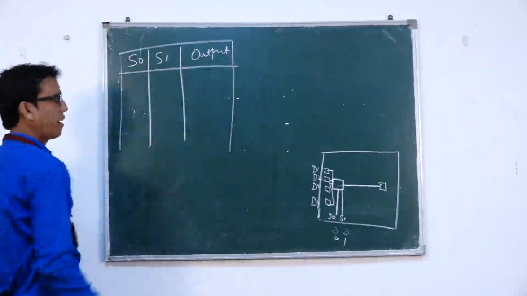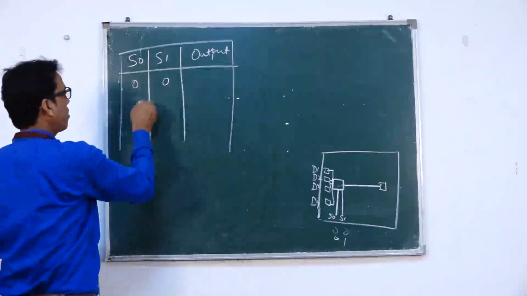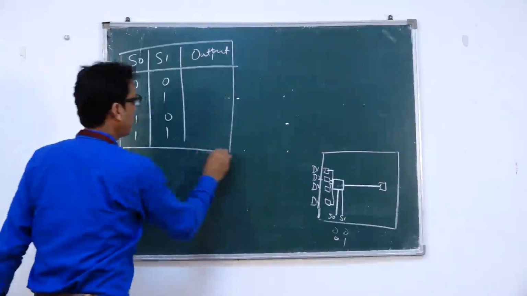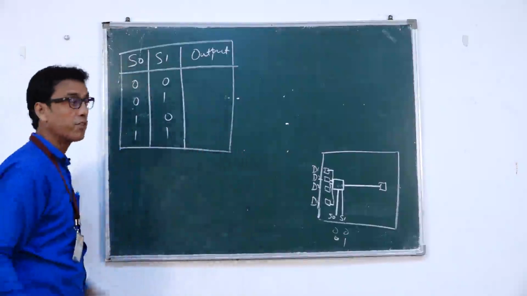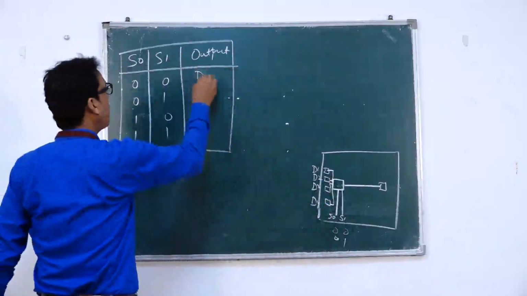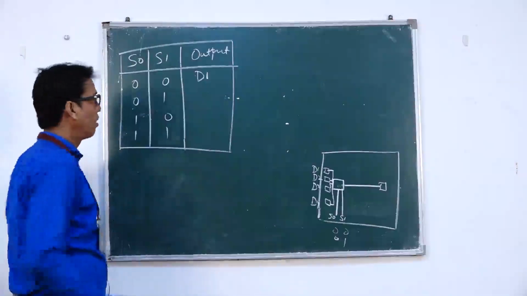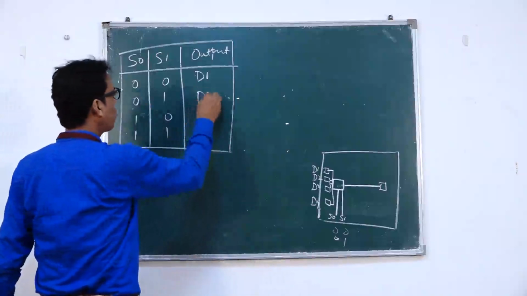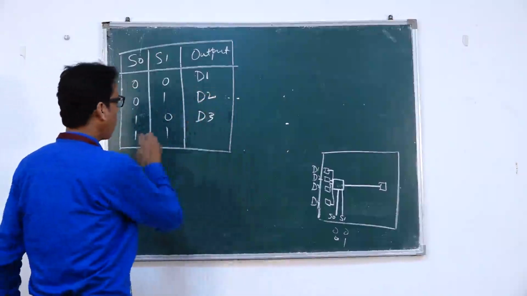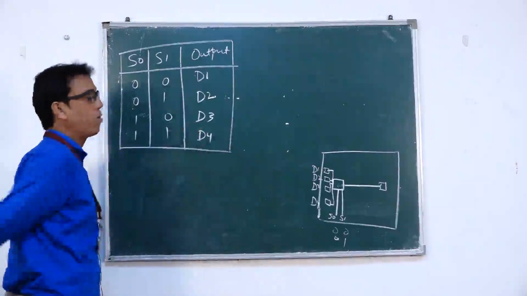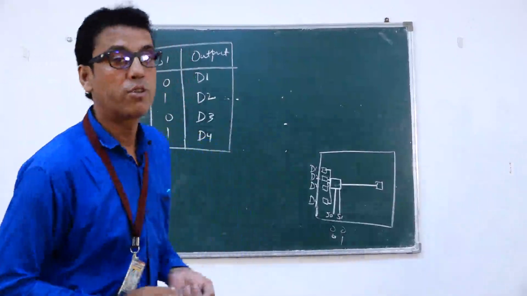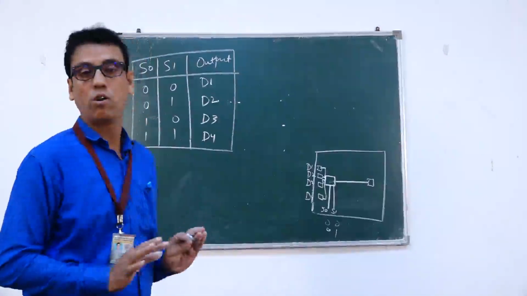If we have two selector lines, what are the possibilities? 0 0, 0 1, 1 0, 1 1. In the case of 0 0, D1, D2, D3, D4, D1 will be allowed. In the case of 0 1, D2 will be allowed. In the case of 1 0, D3 will be allowed. In the case of 1 1, D4 will be allowed. This is the truth table. The truth table shows you all possibilities of the output of any circuit.